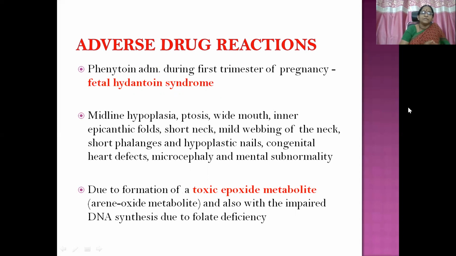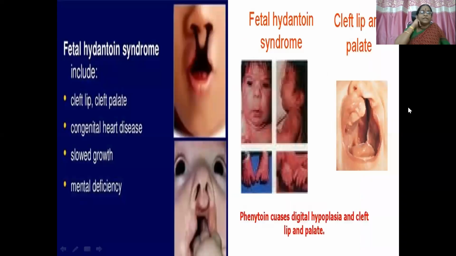This is all because of the toxic epoxide metabolite, that is the arene oxide metabolite, and also impaired DNA synthesis due to folate deficiency. So altogether we have vitamin K, vitamin D, and folate deficiency because of phenytoin administration. So this is fetal hydantoin syndrome: cleft lip, cleft palate, congenital heart disease, slow growth, and mental retardation.